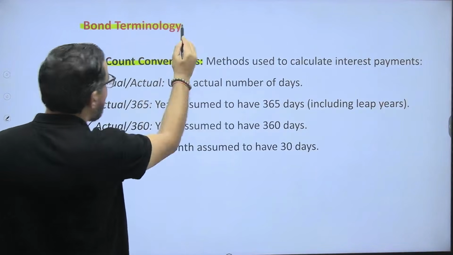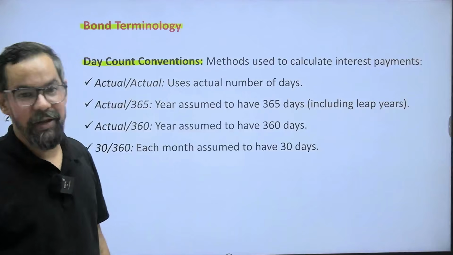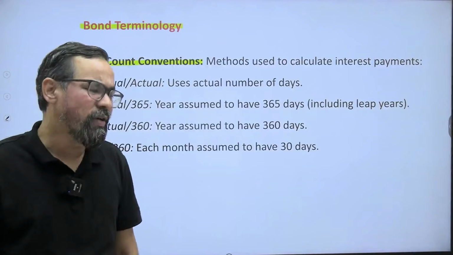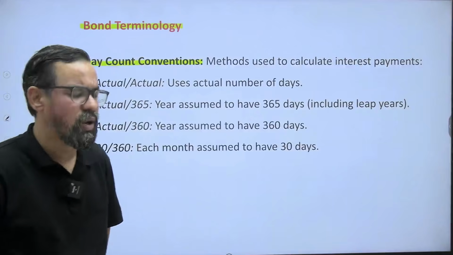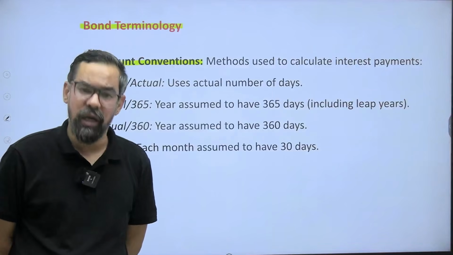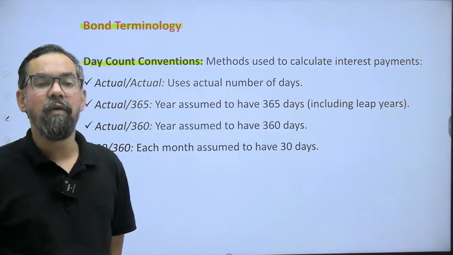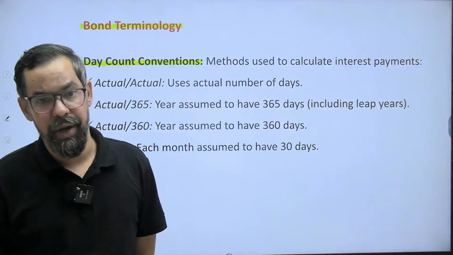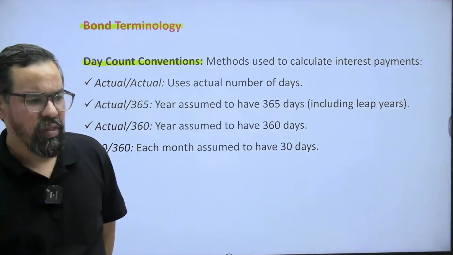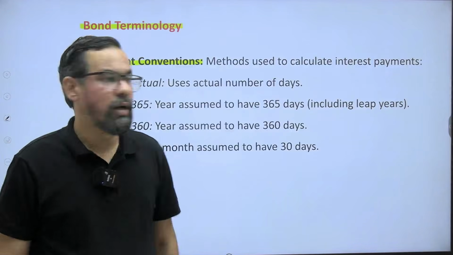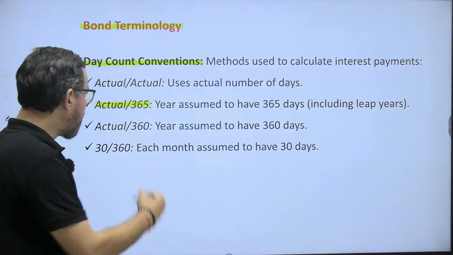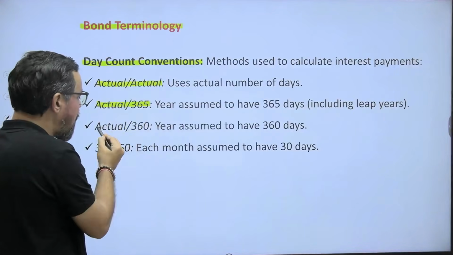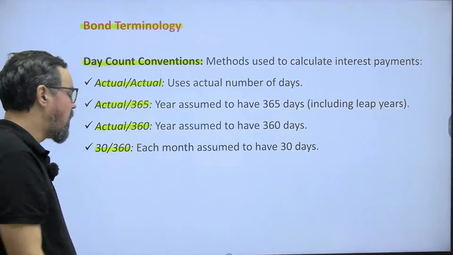Then we have day count convention. This is very, very important. It gets asked so many times in your examination. It is about the interest rate calculations, and it is a very simple concept. When it comes to day count conventions, it is about how we are going to calculate that particular interest. These are the different ones: actual/365, actual/360, and 30/360.